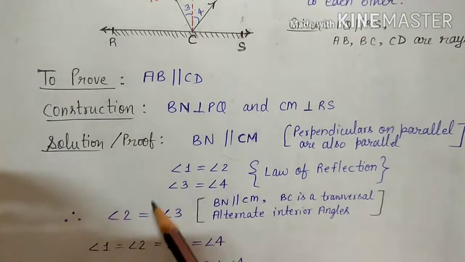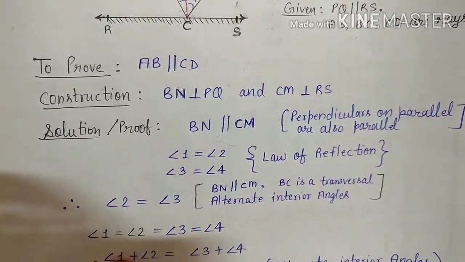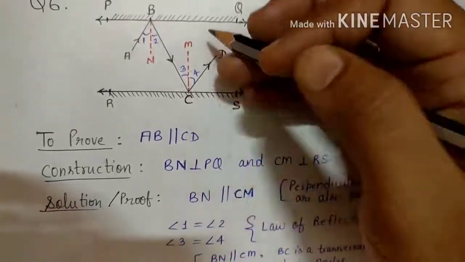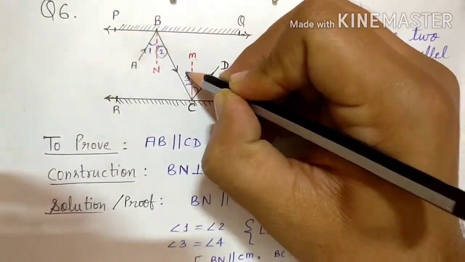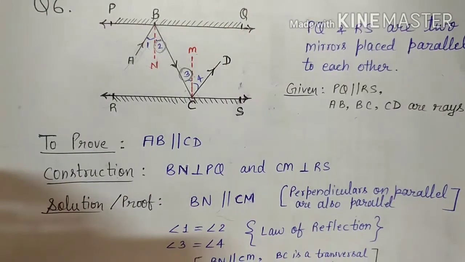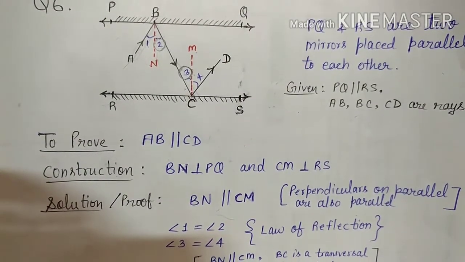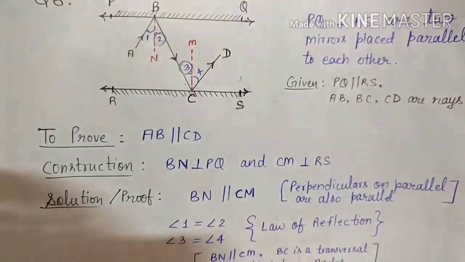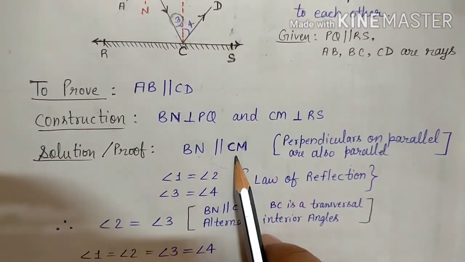Now we are saying angle 2 is also equal to angle 3. Why are angle 2 and angle 3 equal? See this, we are saying this 2 and this 3 are equal. Can you think why we are saying this? Just think about this one. Because BN is parallel to CM. Just now we have said BN is parallel to CM.